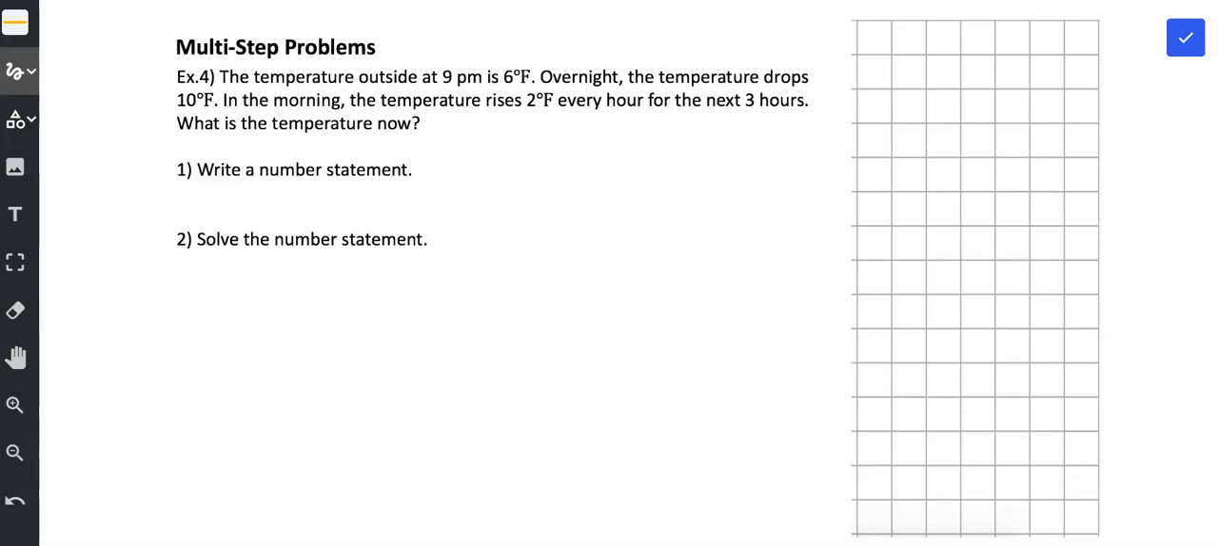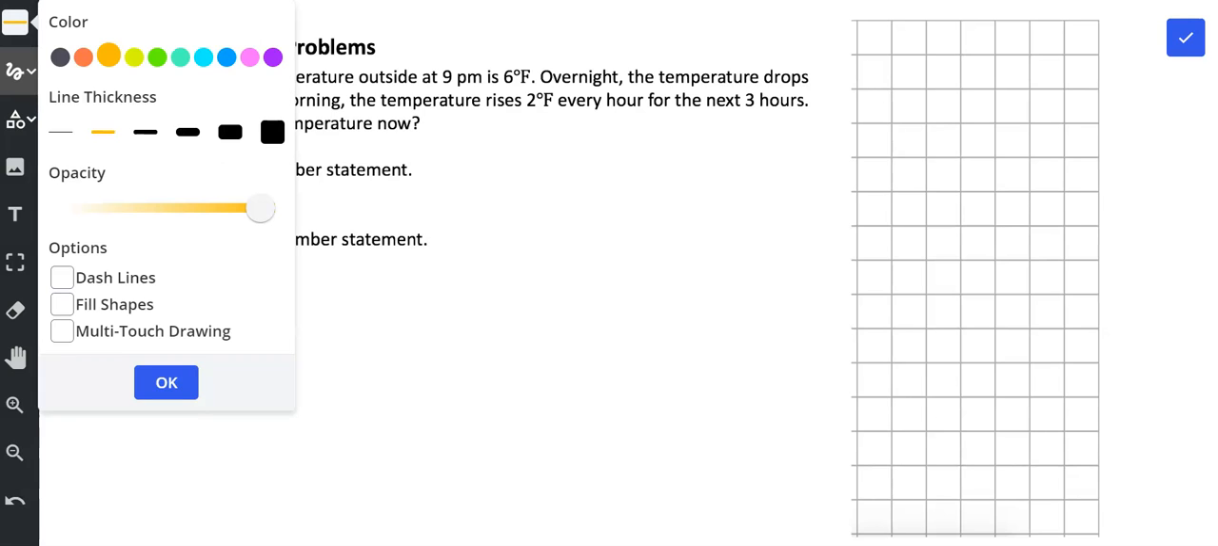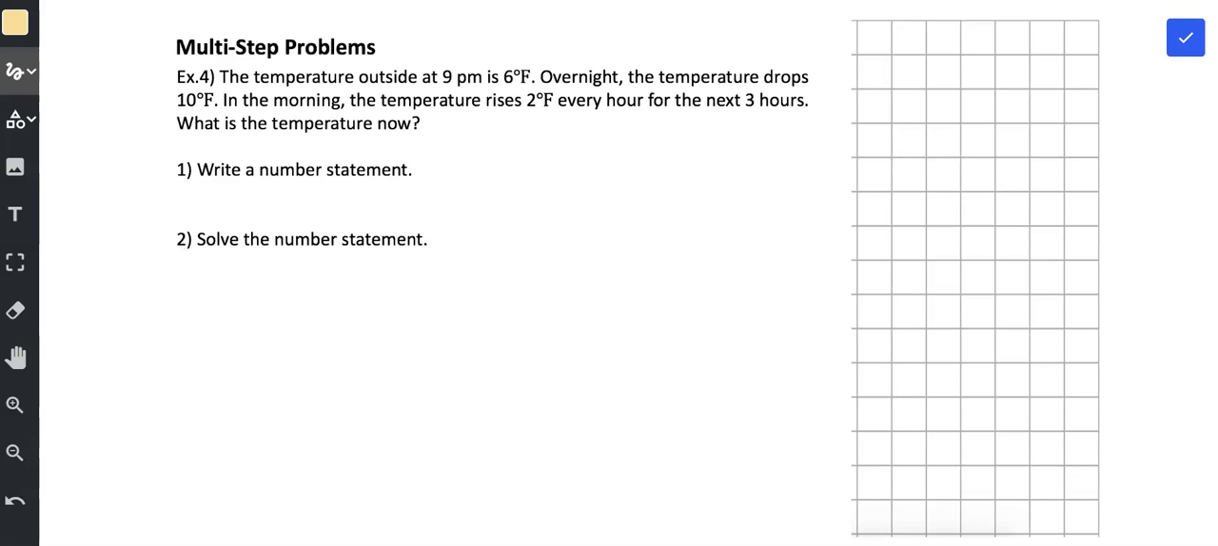Multi-step problem, example 4. I'm going to change this to a highlighter, so I'll go to the thickest choice and then make this see-through. And then let's go ahead and start reading.